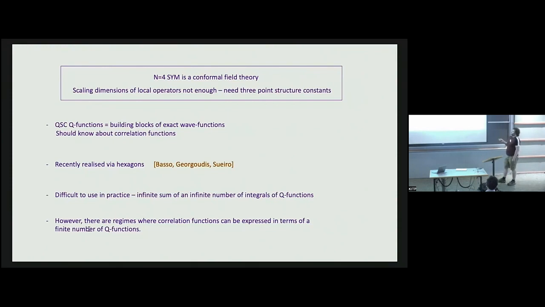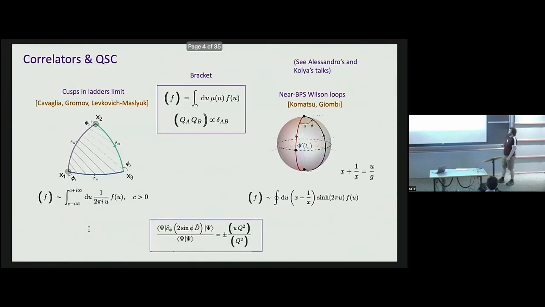So there are two such regimes which have been studied where the structure of correlation functions simplify using Q functions, which were studied by 2 different groups. The first group being Andrea Kavli, Kolia, and Fedor. The second group being Shota Komatsu and Simon Giombi. And essentially 2 different regimes were studied.